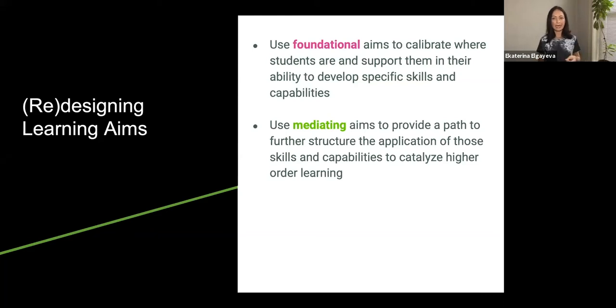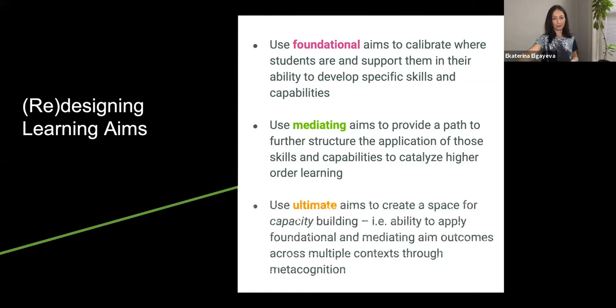So the mediating aims give us that path to structure the application of the things that we now know our students know through these foundational assessments. And so those help us catalyze those higher order learning skills.